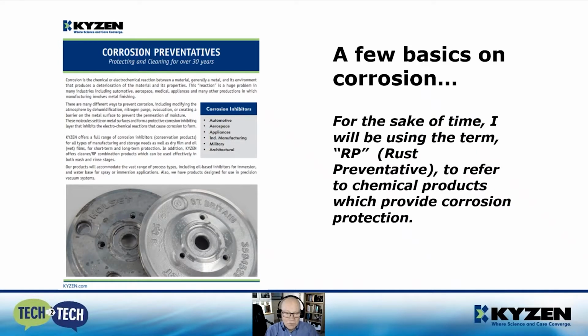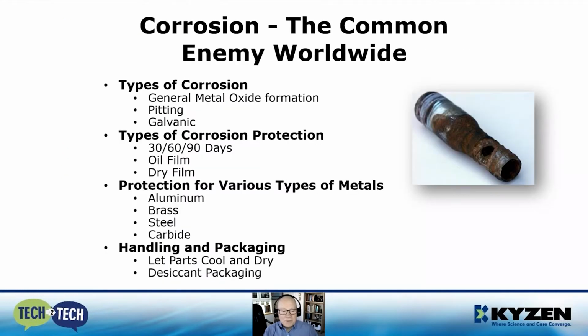A few basics on corrosion before we get into the actual cleaning chemistry and process. For the sake of time, I will be using most of the time the term RP, which stands for rust preventative, to refer to chemical products which provide corrosion protection. Corrosion appears in a variety of different forms. The part you see here, the steel part, has been subject to general surface corrosion, and it's oxidation of the iron in the steel. There's also pitting and galvanic corrosion and 6 or 8 others, but these are sort of the main corrosion problems that we face.